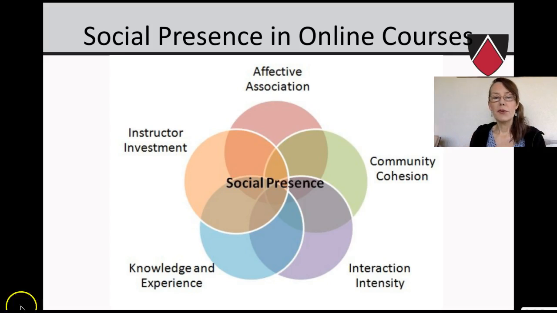So it means to me, first of all, with this affective association, that I have a sense that the instructor cares about my well-being and my growth, my learning in the course. The community cohesion is the sense that there's some kind of community connection to what I'm doing. And sometimes for adult learners, this can be community cohesion inside of the course, or it can be things that the course is sending me out in the world to do that are increasing my sense of efficacy and cohesion in the communities that I'm working in every day.